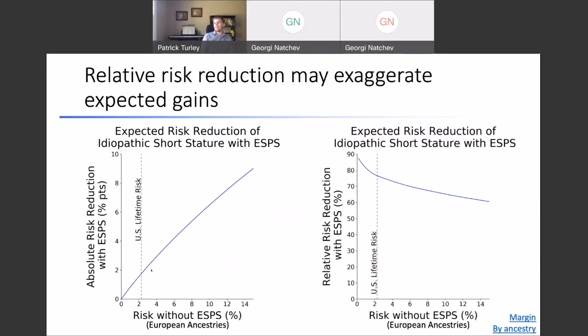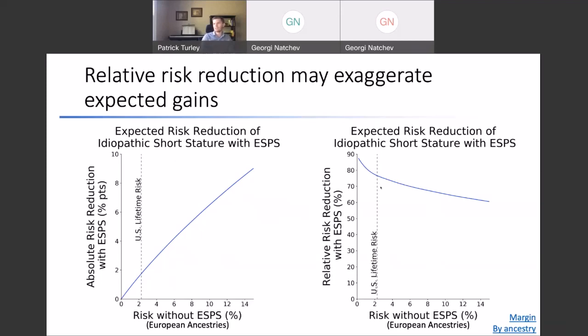However, if you instead reported this as a relative risk reduction, so what's the percent? We notice here that only slightly greater than 2% of the population has idiopathic short stature, and so reducing the risk of that by 1.5% means large reductions in relative risk. Meaning you could reduce the risk of idiopathic short stature by almost 80% if you used embryo selection. These two numbers are using the same data, the same results. They're both true, but they're presented in a way that I think tells a very different story to a potential consumer.